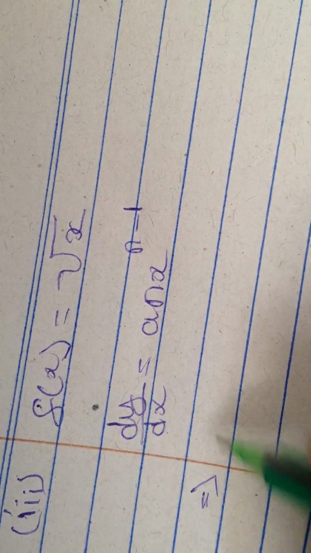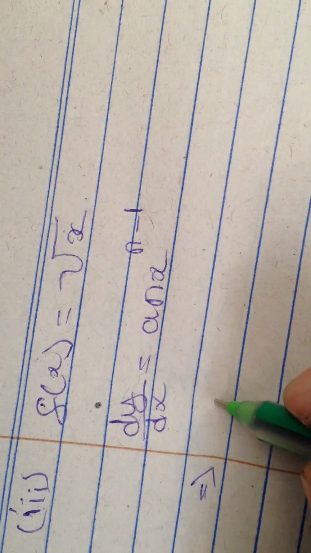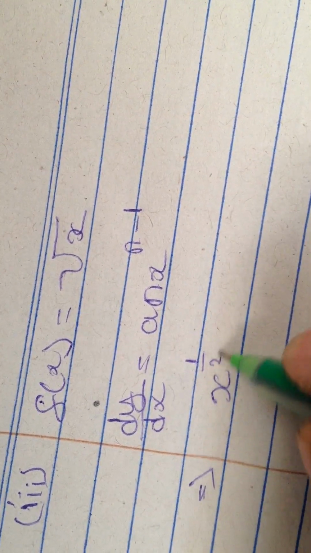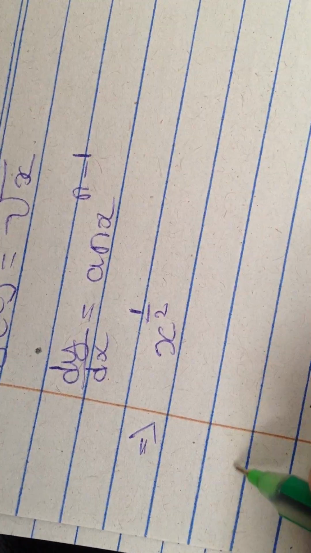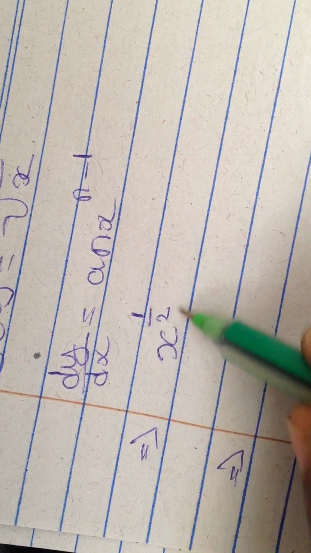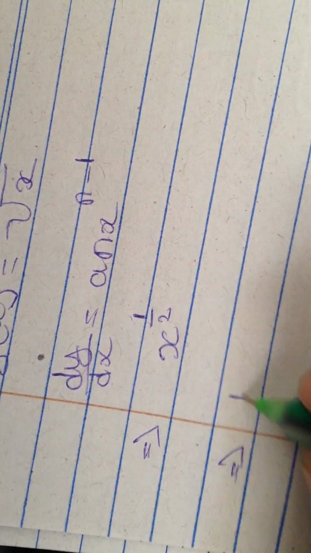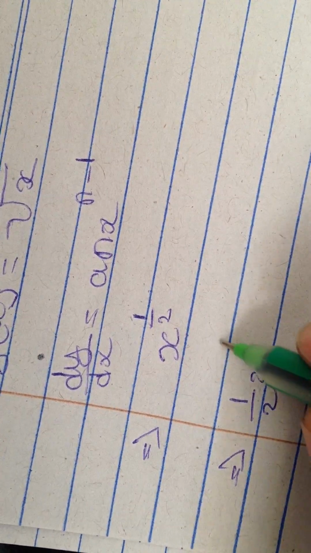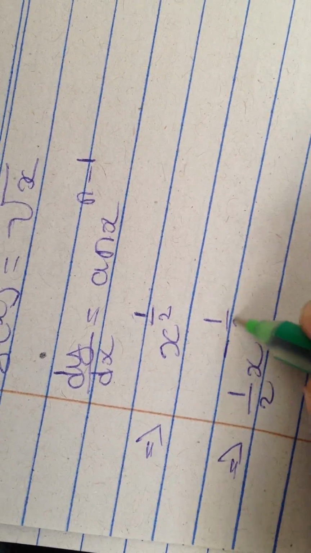We rewrite it in the index form. So we have x raised to power half. Next step, you multiply the half times the base, so it will be 1 over 2 x raised to power, what is half minus 1? That will be negative half.